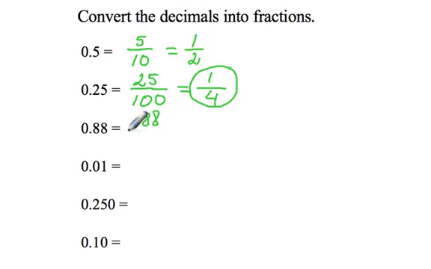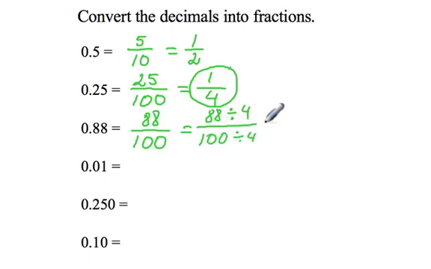88 out of 100, and we can reduce this fraction. So if I divide both numerator and denominator by 4, 88 divided by 4 equals 22, and 100 divided by 4 equals 25. This is the fraction in lowest terms.